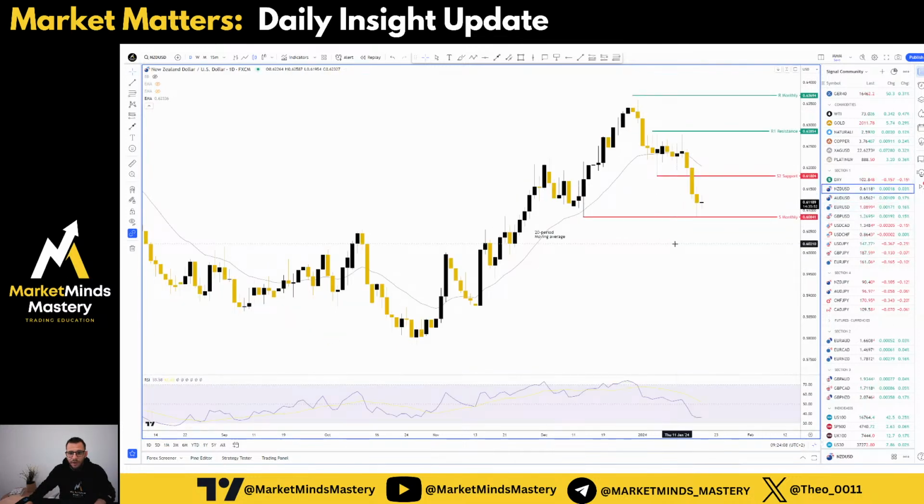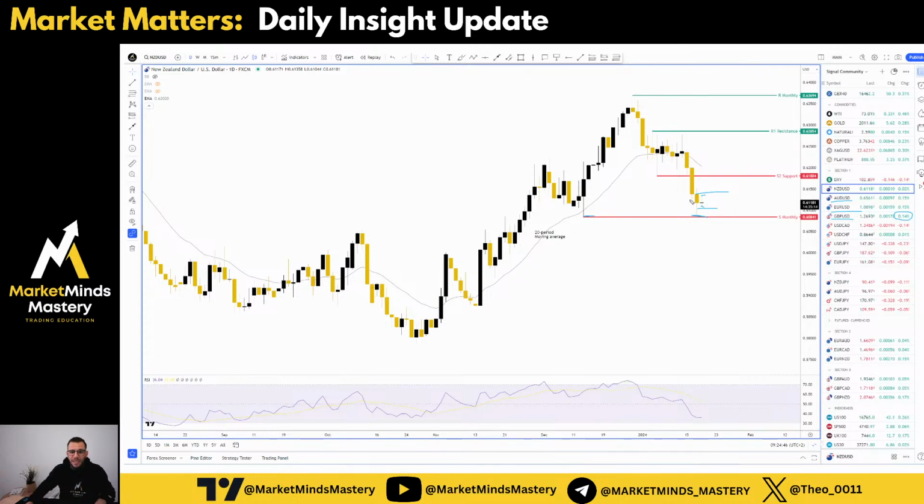New Zealand, US dollar, same scenario. We marked this support here, and the price almost touched the support. Not much activity compared to the Australian, Euro, and Pound so far. If you see on the right side, for now, the Pound moved by 0.15%, Euro 0.16%, Australian dollar 0.15%, and New Zealand 0.02%. And we see it on the price action, very minimal activity.